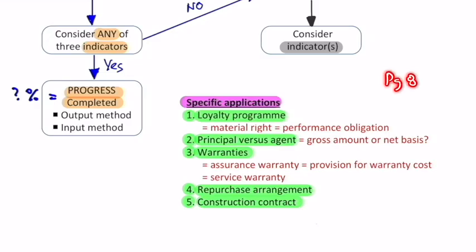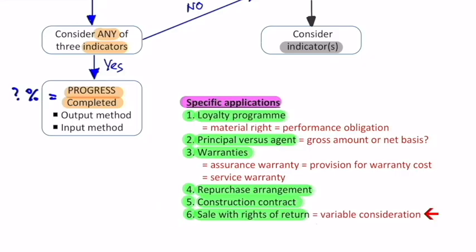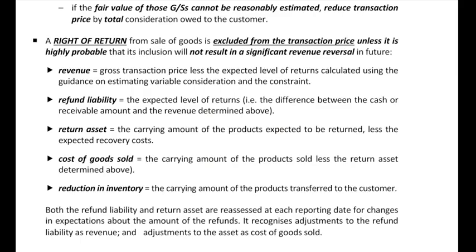Please refer to page 832. Number 6, sales with right of return. When there's a sale with right of return, this is treated as variable consideration, because if the customer returns, we don't earn. If the customer doesn't return, we earn. Do we account for the sales with a right of return at the point when we transfer the goods, or at the point when there's expiry of the right to return? Please refer to page 839.